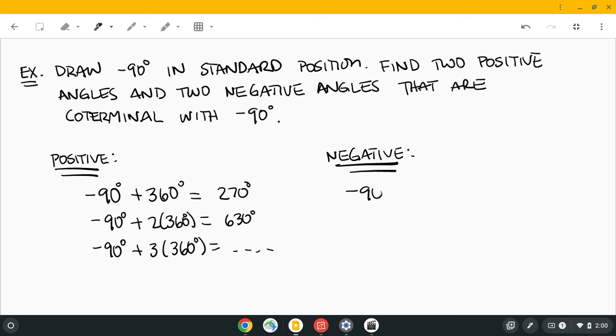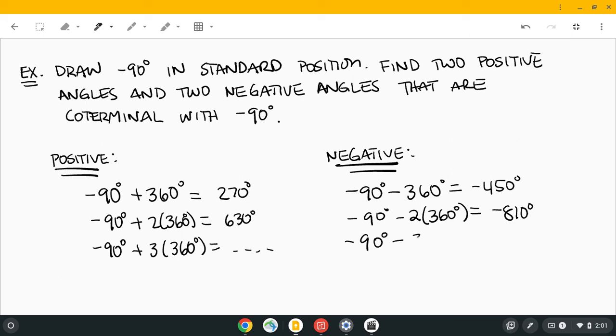Okay, so negative 90. So I'm going to go ahead and subtract 360. And here I get negative 450 degrees. I want two negative angles, so I'm going to do negative 90 degrees minus, now I'm going to do two of these 360. And here I get negative 810 degrees. Okay, so there are my two positive and my two negative angles. If you wanted a third one, you could do negative 90 minus 3 times 360. Do you see the pattern here? Okay. All right.